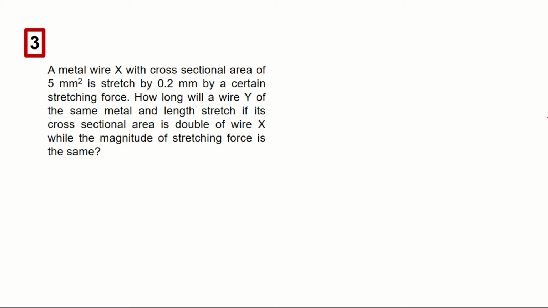Number 3: a metal wire X with cross-sectional area of 5 mm squared. This means that here is the area for wire X, so this one is AX. AX equals 5 mm squared, which means 5 times 10 to the power of negative 6 meter squared. It is stretched by 0.2 millimeter, so this one is EX, the extension for wire X, 0.2 times 10 to the power of negative 3 meter.